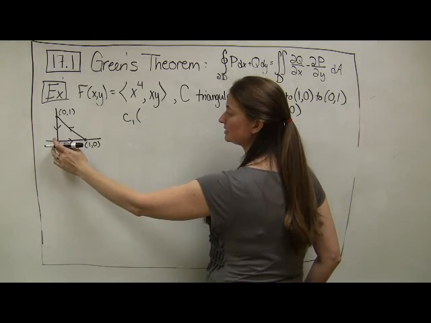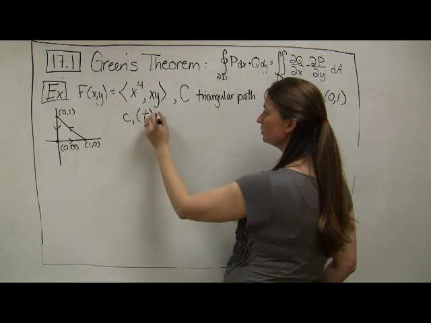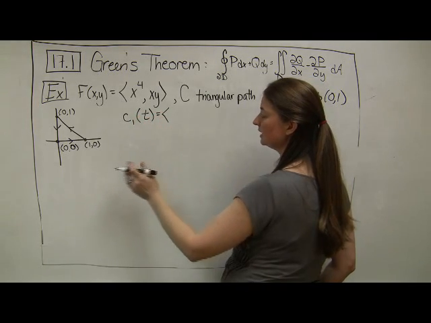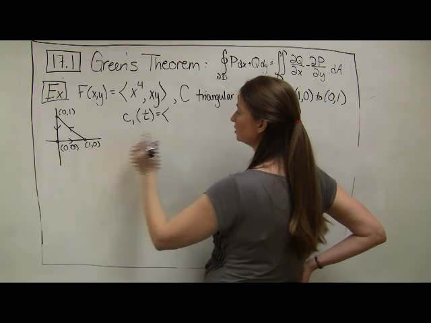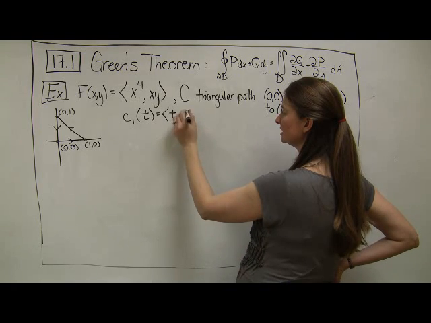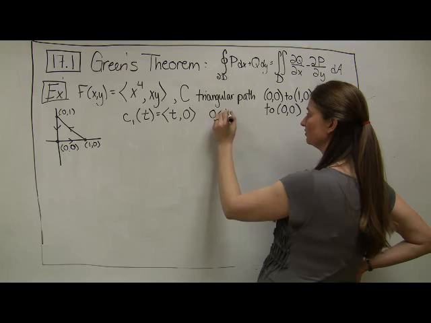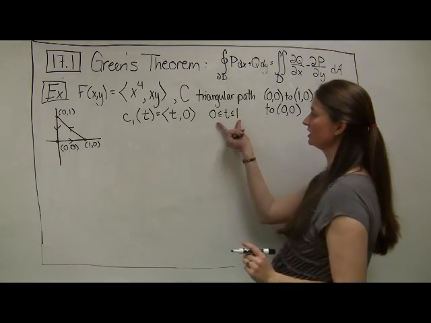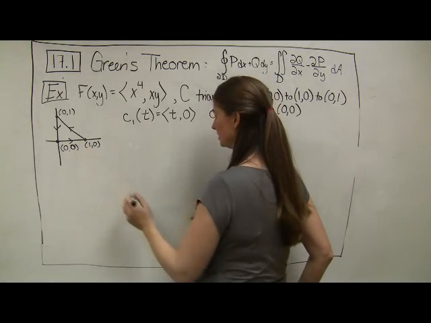So the first thing that I'm going to do is represent three different paths. The first path has to go from 0, 0 to 1, 0. So C1 of t is going to be a path where my x coordinates go from 0 to 1. So I'm going to set that equal to t, and my y coordinates stay constantly at 0. In this case, t is going from 0 to 1. And that traces out this pretty basic linear path. That's what C1 is along the bottom.